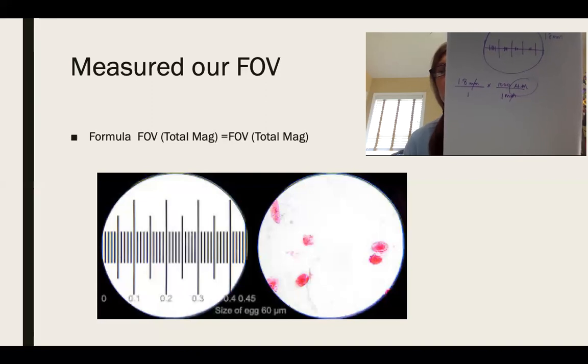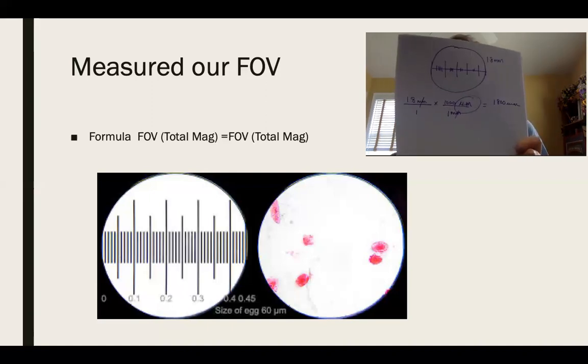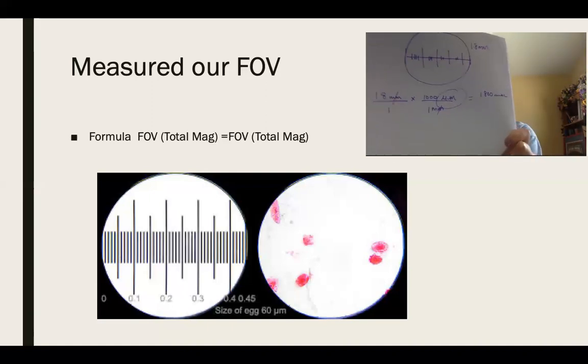So in order to get that, I'm going to multiply everything on the top and multiply everything on the bottom. If you are not familiar with how to do math with fractions, that is going to be a problem, because we are going to be doing a lot of fractions come the end of the semester. So my answer is 1,800 micrometers.